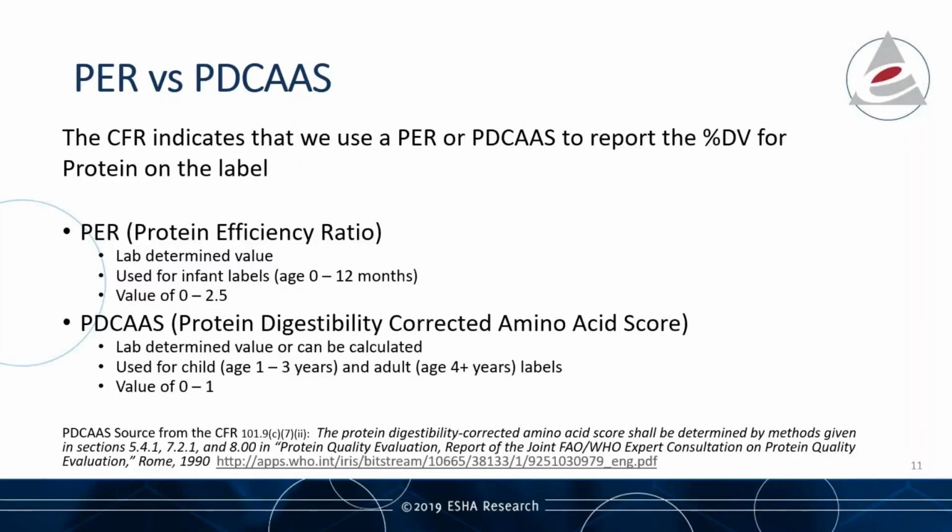It's a lab-determined value, or we can calculate it. It's used for child labels, again, ages 1 to 3 years, and adult labels, 4 years and up. The PDCAAS is a value of 0 to 1. And see that it says right there in the name that PDCAAS factors in a correction for the digestibility of the amino acids contained in the food.